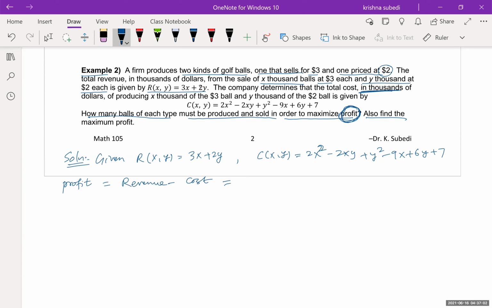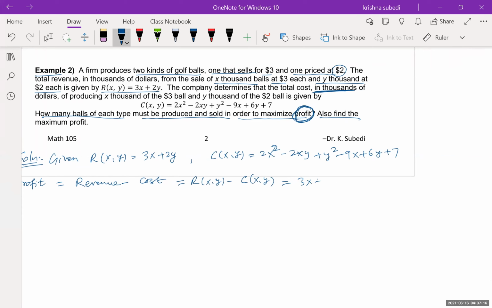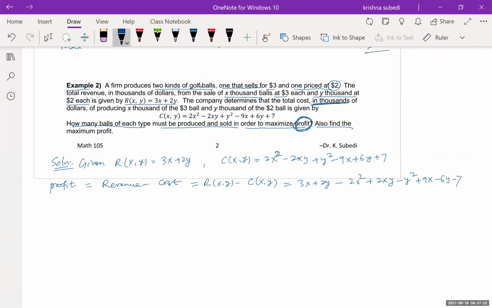Which means revenue is 3x plus, I can also write this as R of x,y minus C of x,y, revenue minus cost, which means 3x plus 2y minus 2x squared plus 2xy minus y squared plus 9x minus 6y minus 7. Okay, now if you simplify, can we do any simplification here? 2y and 6y, you can combine them together. So combine the like terms and what do you get?